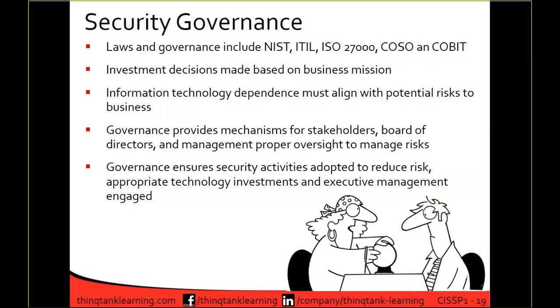But governance can drive your investment decisions based on your business mission, your business posture, whatever it may be. Information technology dependence must align with potential risk to the business. We might be in the same business sector that another organization is in. A little mom and pop credit union is in the financial industry. But are they more likely to be a target than, say, Bank of America or Wells Fargo or Chase? Well, it depends what that target is. But generally speaking, the Bank of Americas, the Chases, the Wells Fargos, are going to have a bigger target on their back because they're, quite frankly, much larger.